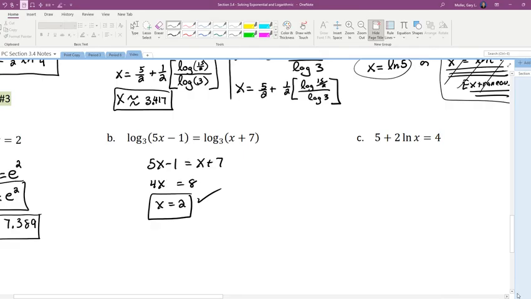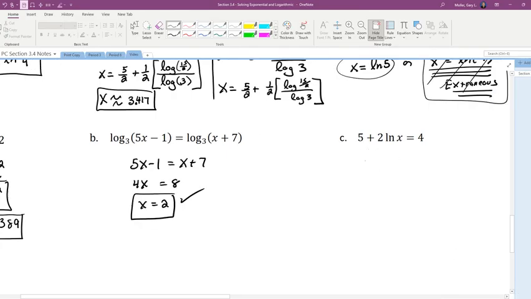Let's isolate the logarithm piece. So let's subtract 5 over. So I get 2 natural log of x equals negative 1. I'm going to divide by 2. Natural log of x equals negative 1/2. Technically speaking, at this stage, I'm going to exponentiate. So I get e to the natural log of x equals e to the negative 1/2. E and natural log cancel out. I'm left with x equals, we'll just leave it like this, I suppose.